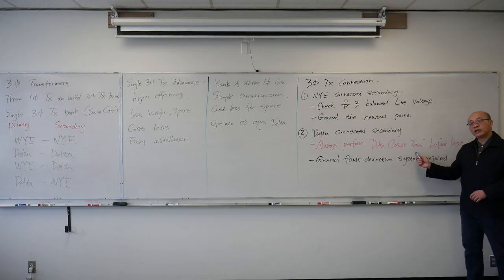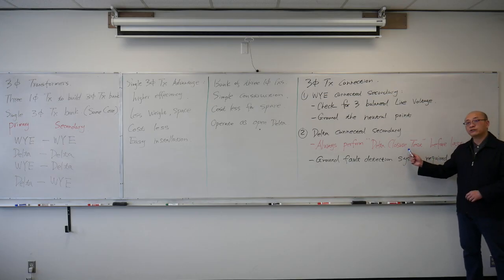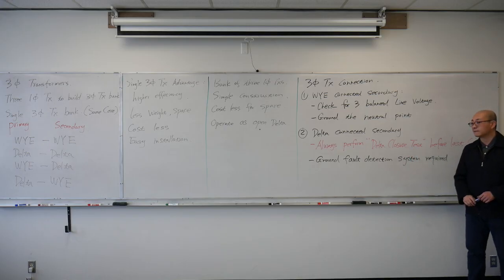The right value shows you that you connected the transformer bank correctly. If the delta closure test gives you a value indicating a wrong connection and you don't do this check, you're going to cause a short circuit and blow up the whole transformer. So it's very dangerous if you don't perform this delta closure test.